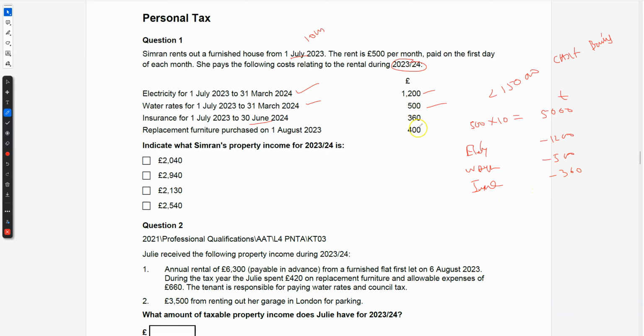And the replacement furniture, as long as I purchased it in August, so during this tax year, replacement 400. So 5000 minus 1200 minus 500 minus 360 minus 400, that gives 2540. All right, then the next one.